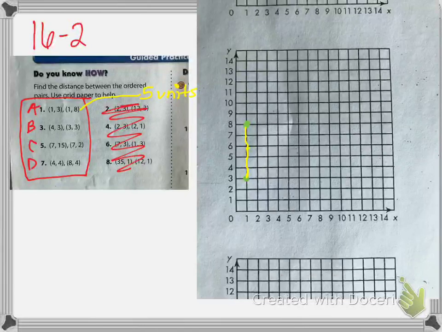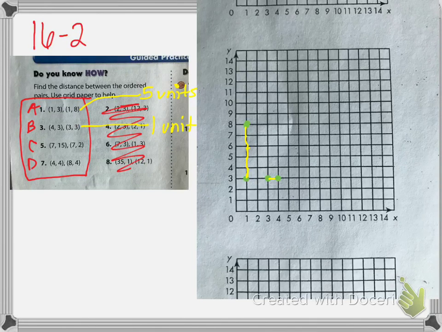For the second one, we have 4, 3, so over 4, up 3, and we have 3, 3, so over 3, up 3. Well, this one is an easy one. It is only 1 unit away. And every time you write distance for coordinate grids, you need to write units, because that's their measurement.